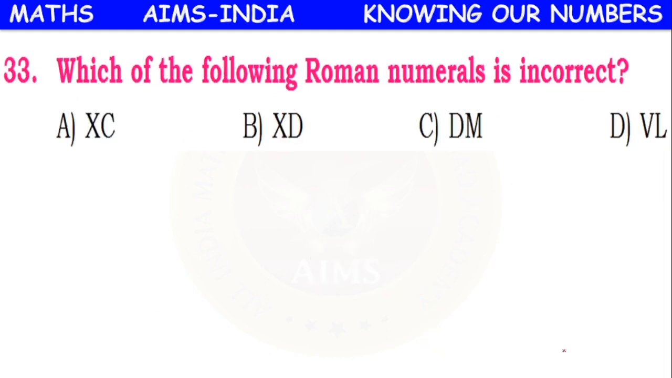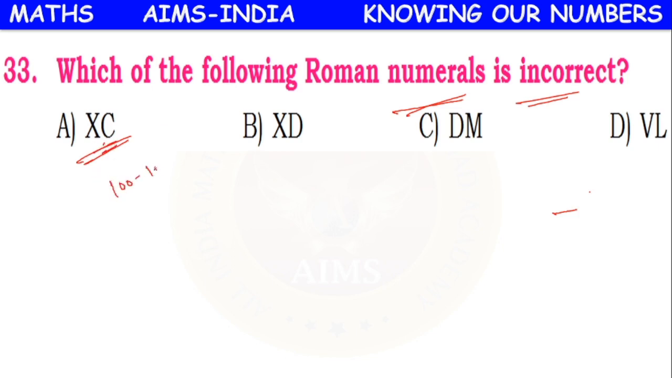Next. Which of the following Roman numerals is incorrect? They are asking which of the following is incorrect. Question 33: XC. In XC, X can be subtracted.